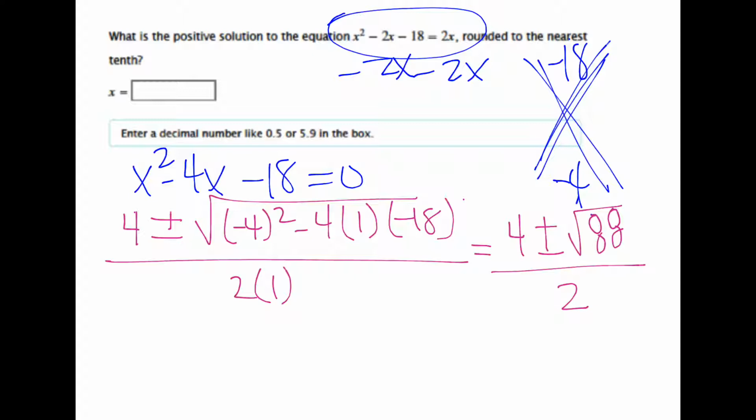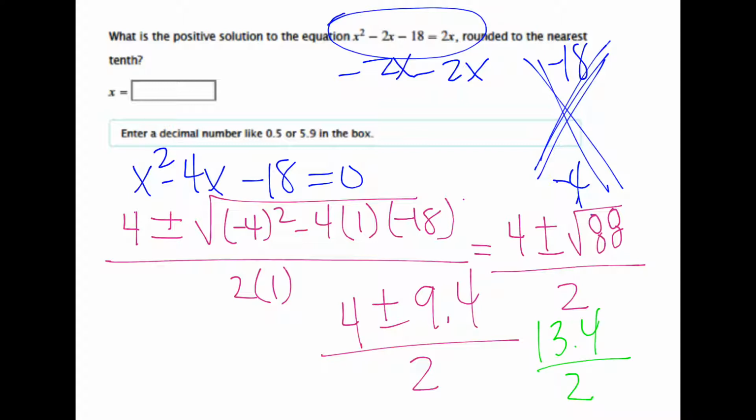over 2, and the square root of 88 is 9.4, so I actually get 4 plus minus 9.4 over 2. If I minus it, I'm going to get a negative, so I'm not even going to bother with that one. But if I add it, I'm going to get 4 plus 9.4, which is 13.4. When you divide that by 2, you're going to get 6.7. So the answer is 6.7, and that's rounded to the 10th place.